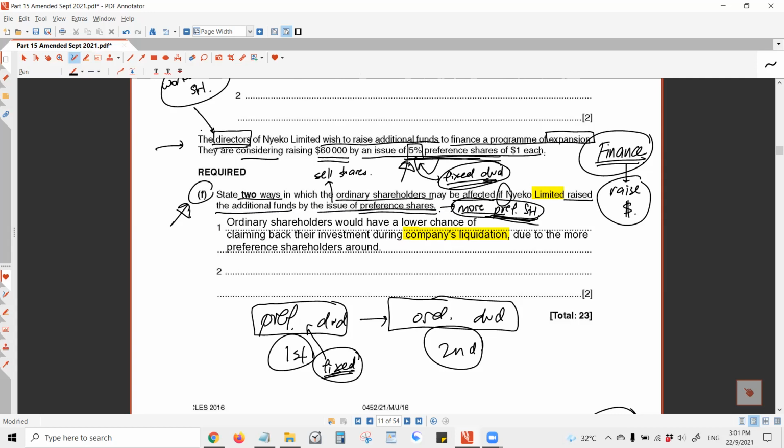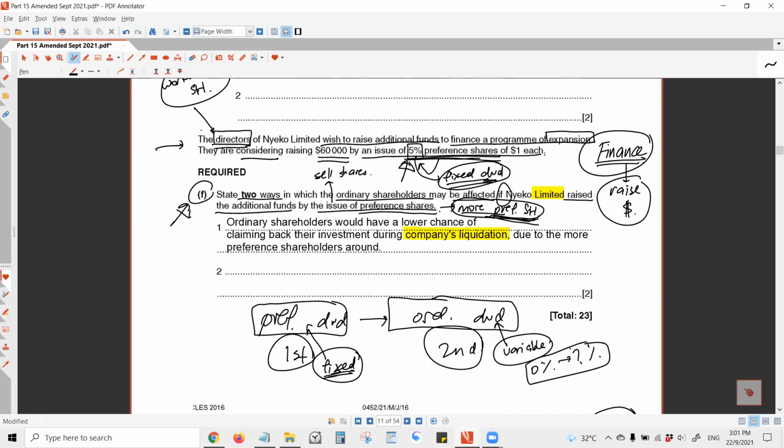So quite likely that ordinary shareholders will receive a lower dividend, because ordinary shareholders receive a variable rate of dividend. Variable means it can be 0% to any percentage. So that means it can be 0. So you can see the effect.